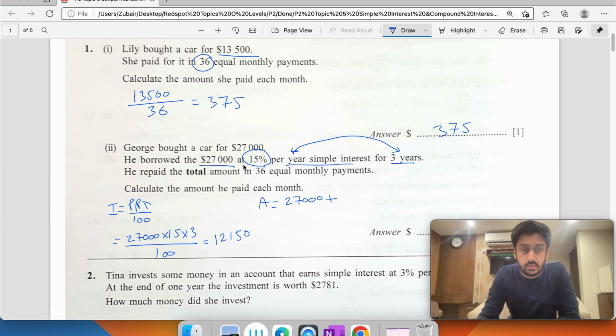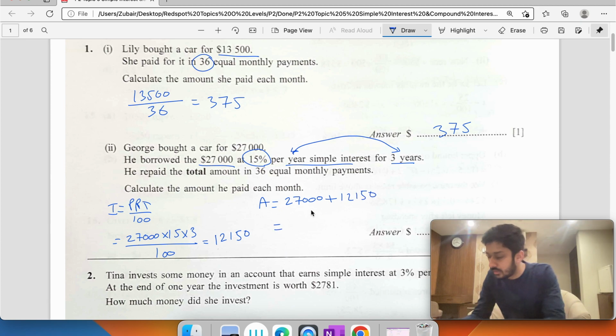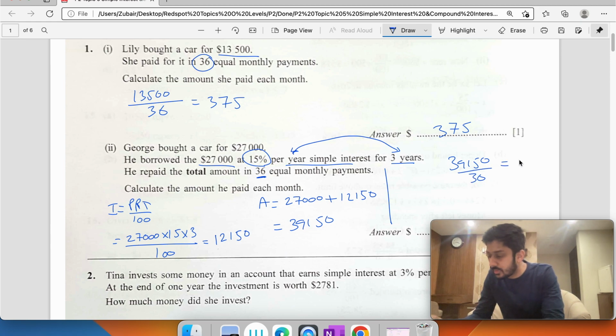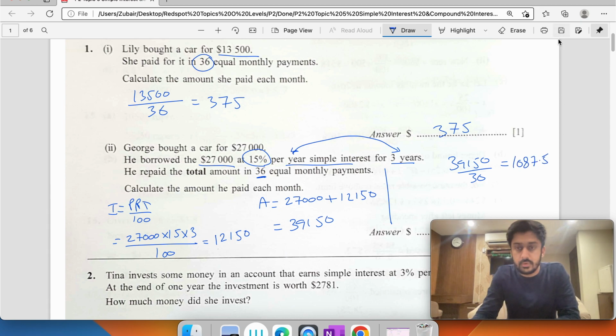Now the total amount is 27,000 plus 12,150, and the total is now 39,150. To pay in 36 months, 39,150 is equally divided by 36, you get 1087.5.